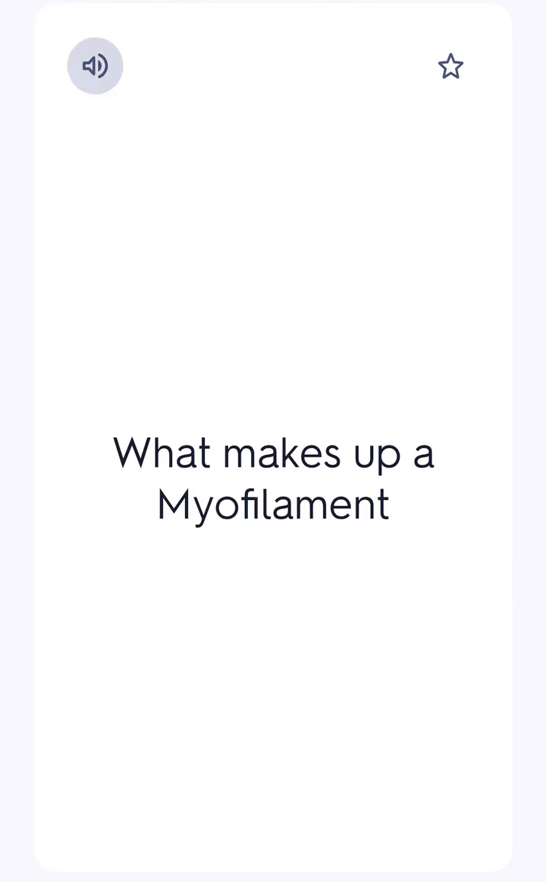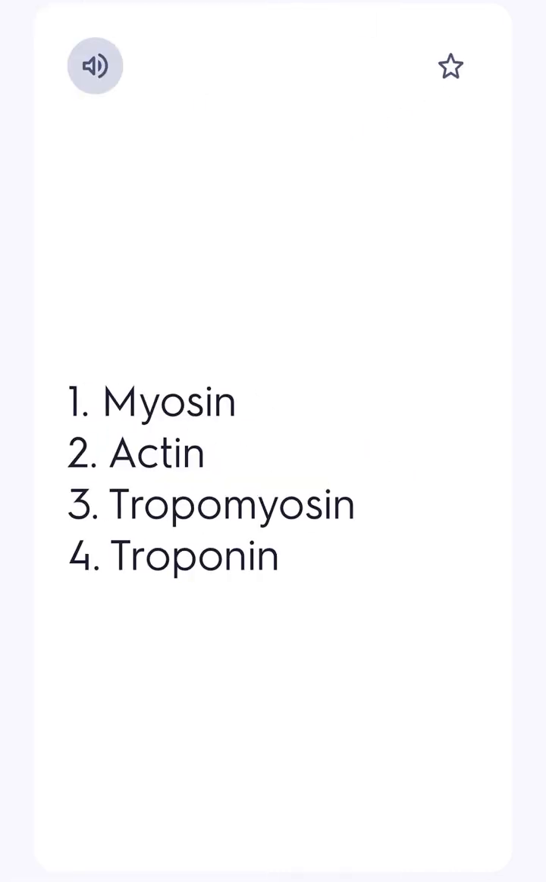What makes up a myofilament? 1. Myosin. 2. Actin. 3. Tropomyosin. 4. Troponin.